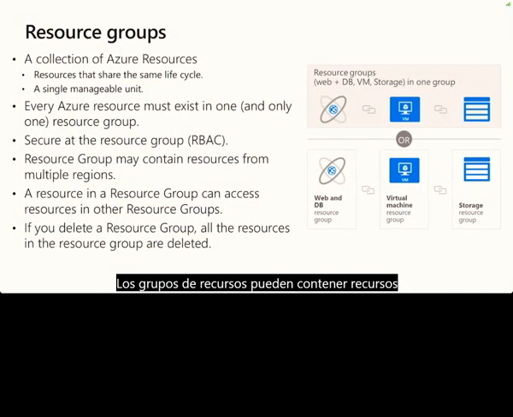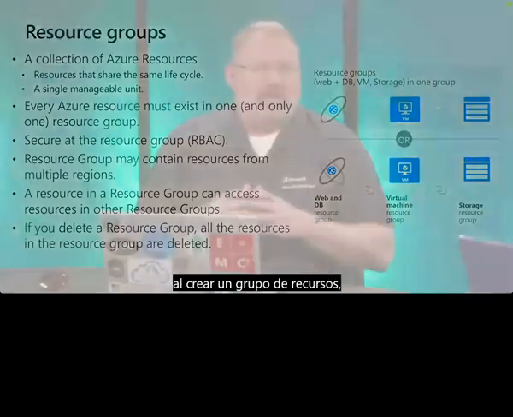Resource groups can contain resources from multiple regions, so you're not locked into a region. When you create a resource group, you pick a region for the metadata for that resource group to live. But resources can be from multiple regions and of different types. So you don't have to have just VMs in a resource group. You can have the VM, the network, the storage, whatever you want to put inside of a resource group, and they can be anywhere. Now, nine times out of 10 with most customers, when they create a resource group, all the resources in that resource group live in the same region. That's often just a general design principle.